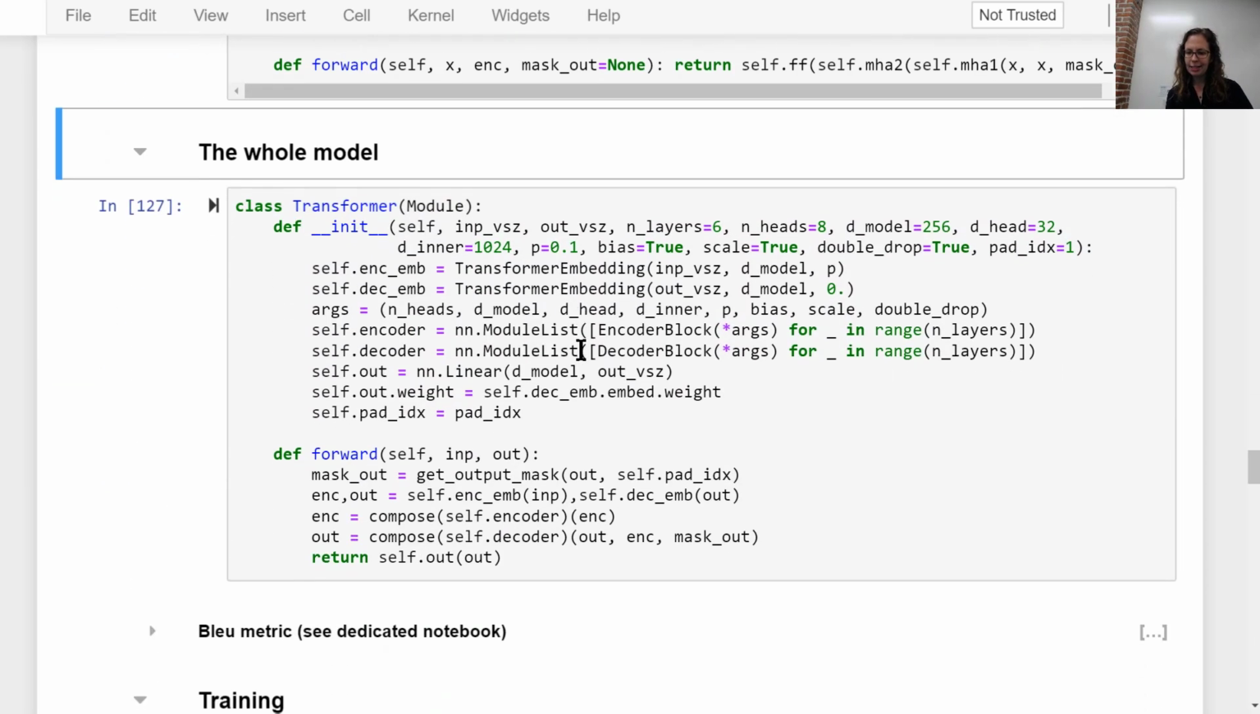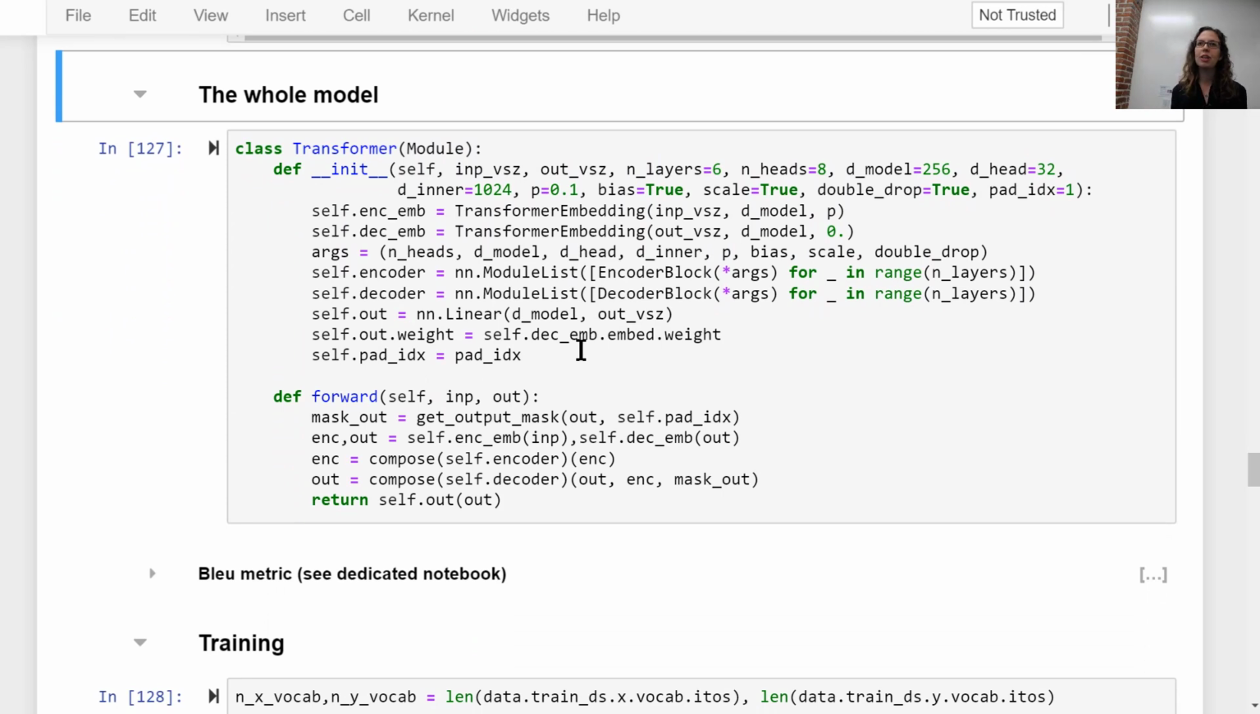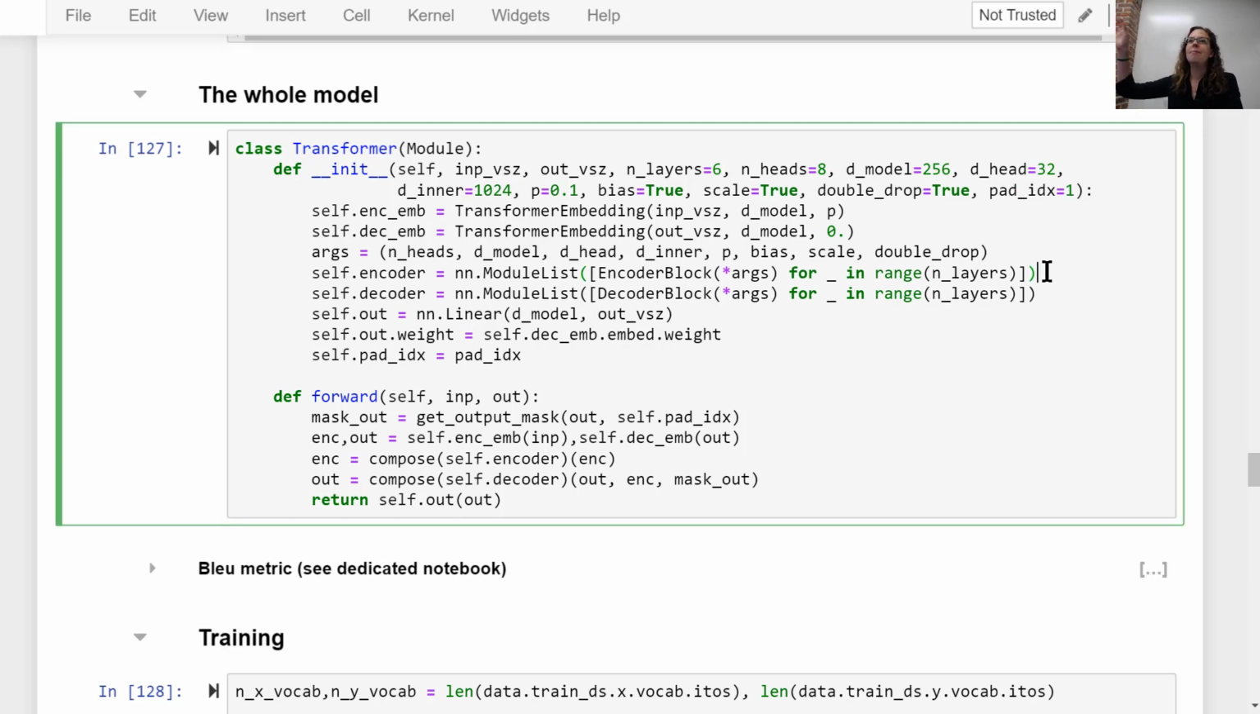So we're now ready to put that all together into the whole model. We have a transformer embedding for the encoder, and a transformer embedding for the decoder. We'll have these args that we'll need about the number of heads, the dimension of the model, and the dimension of the head. The original paper had 6 encoder blocks and 6 decoder blocks, so those are declared using a list comprehension.